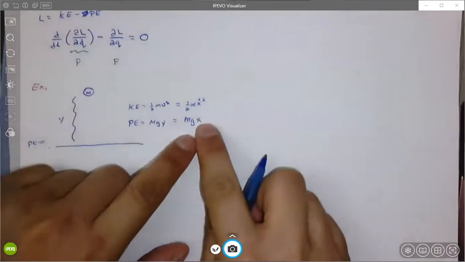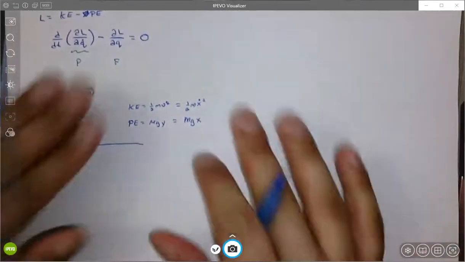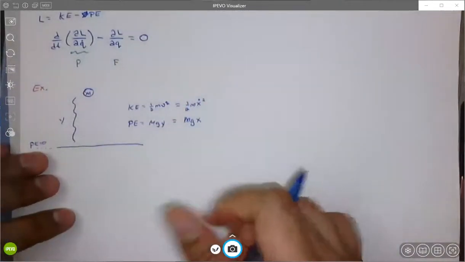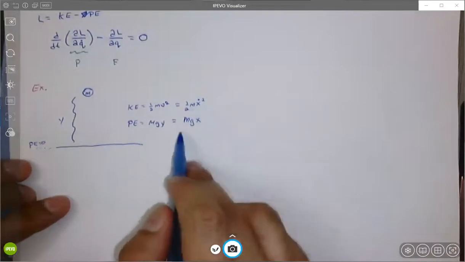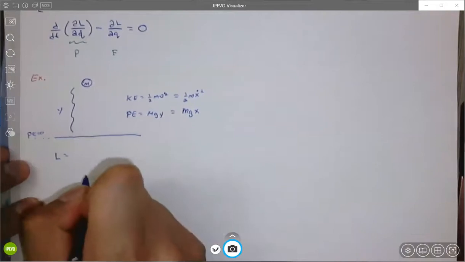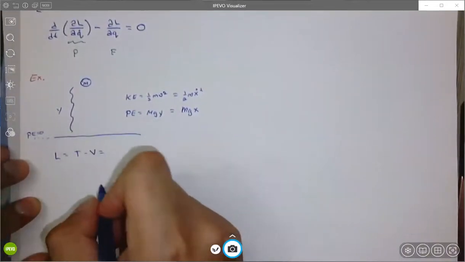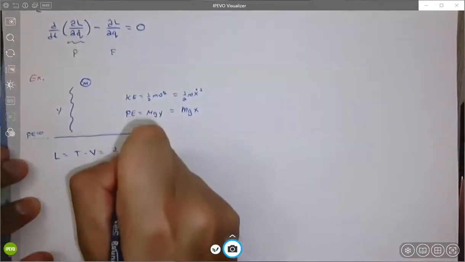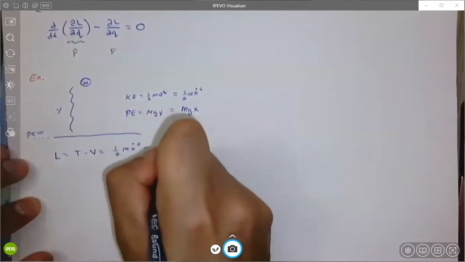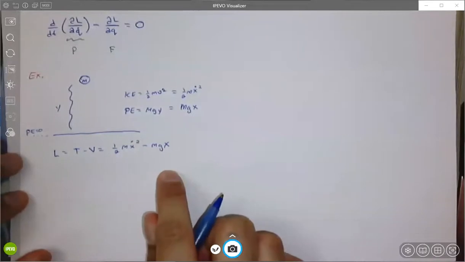Okay, and x just means any direction. It doesn't have to be the x direction per se. It's a generalized position and a generalized velocity. So once we have that, we can put it into our Lagrangian. The Lagrangian is simply the kinetic energy minus the potential energy, which is going to be 1/2 mx dot squared minus mgx, and that's it. That's our Lagrangian.